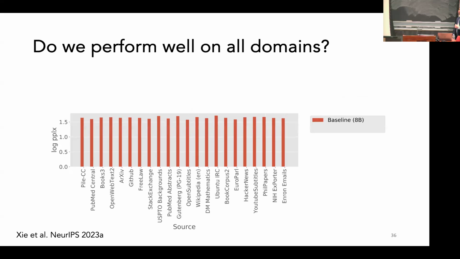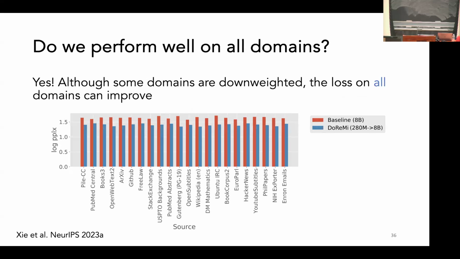Finally, one of the motivations for robust optimization was to do well in all the domains at the same time. Here I've plotted the losses, or estimate of log perplexity, on each domain in the Pile. We can see that the model trained on optimized domain weights gets better loss on all the domains simultaneously, despite downweighting some domains in order to upweight others. This is due to some amount of positive transfer across the domains.